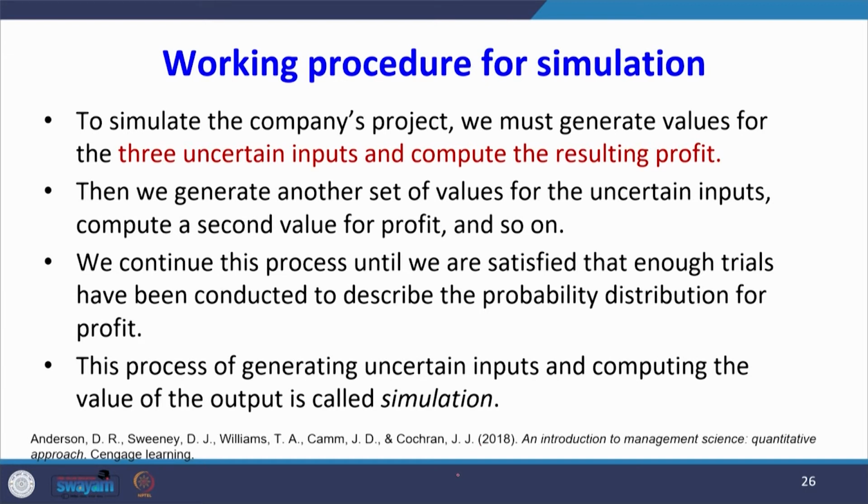Now the working procedure for simulation. To simulate the company's project, we must generate values for the 3 uncertain inputs and compute the resulting profit. Then we generate another set of values for the uncertain inputs and compute a second value of profit, and so on. We continue this process until enough trials, that is, enough iterations, have been conducted to describe the probability distribution of profit. This process of generating uncertain inputs and computing the value of output is called simulation.